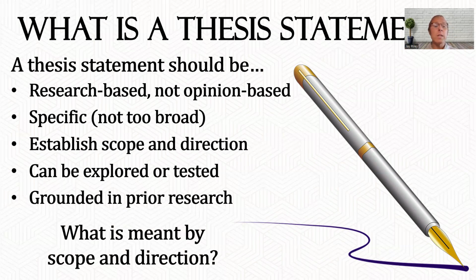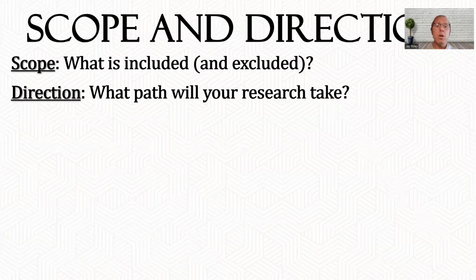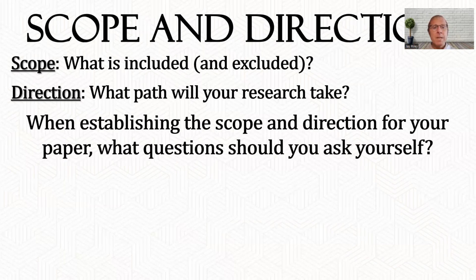So now let's talk about scope and direction. The scope is what's included in your research. And more importantly, it also speaks to exclusionary criteria. So it's like what's in and what's out. What are you writing about and what are you not writing about as well? Because that's important too. And the direction is what path your research is going to take. And we're going to talk more about both of these things.